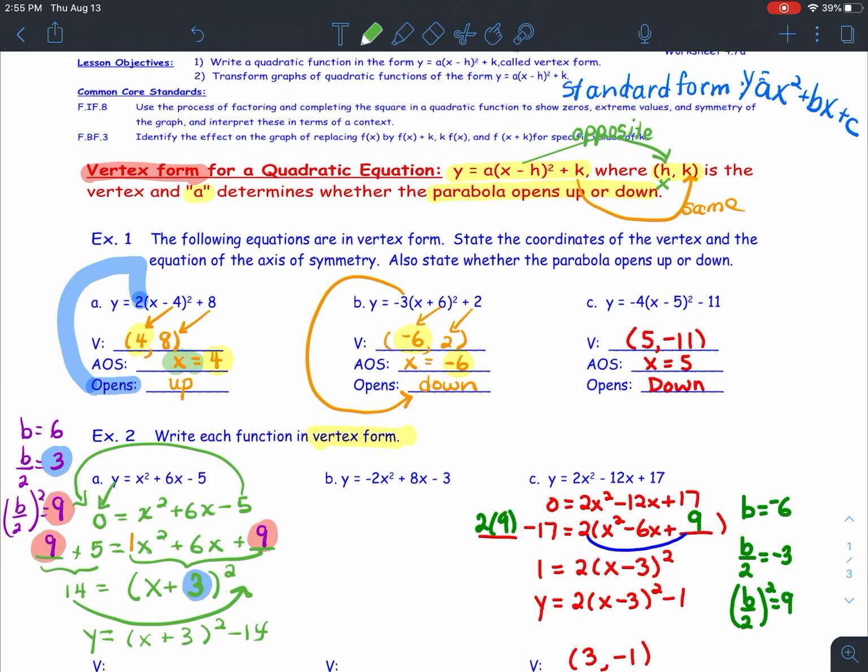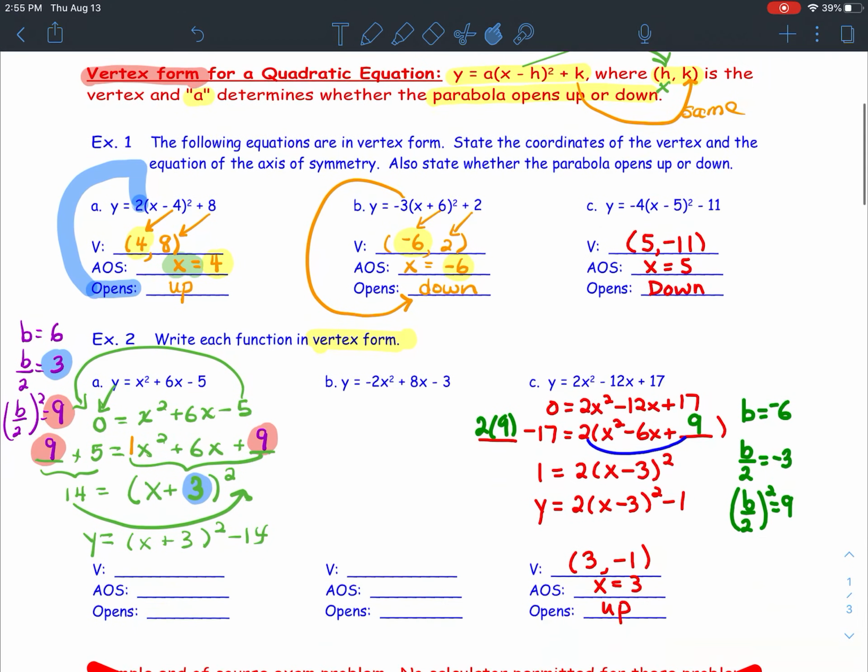This is the step that if you're just putting this in vertex form, what you're going to do is stop where you're at, bring that 14 back over to the right side of the equation and put the y back in place. Okay, I'm going to go ahead and highlight this. Now this equation is in vertex form. Okay, similar to how these first 3 problems started out.